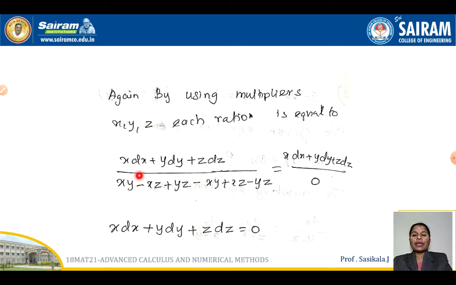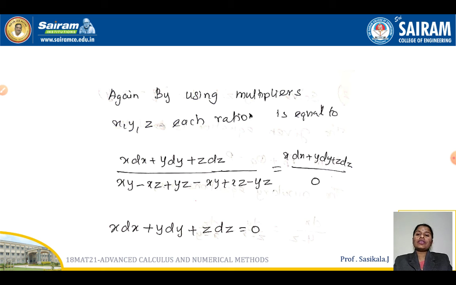So now what can you make? You can get one with the variable terms, right? So x into dx plus y into dy plus z into dz by, you multiply y minus z into x, so I get xy minus xz, plus z minus x into y, I get yz minus xy, plus x minus y multiplied with z, you will get xz minus yz, which is equal to x dx plus y dy plus z dz by the denominator, which will go to 0. So now you get only the numerator term: x dx plus y dy plus z dz equal to 0.